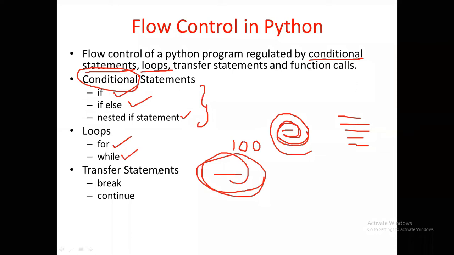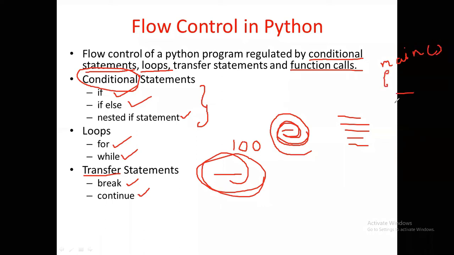Similarly, transfer statements. Here we transfer the control from one place to another. For that we use two Python statements: break and continue. And similarly, function calls. By using function calls also, you control the flow of the program. How? For example, this is the main program.